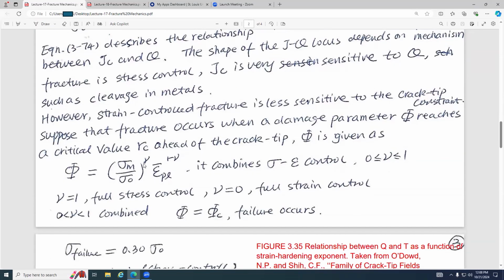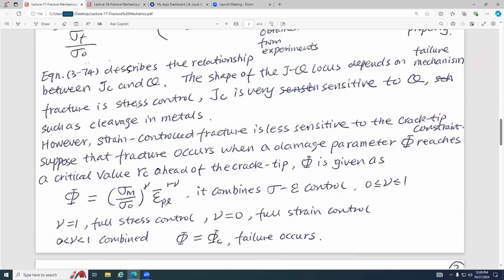Here is one model. Okay, some genius gave us a model that combines the stress control and the strain control. This model says to suppose fracture occurs when a damage parameter phi reaches a critical value phi c ahead of the crack tip. The phi is given as this one. This is the phi value. The sigma m divided by sigma 0, and sigma m is the mean stress.